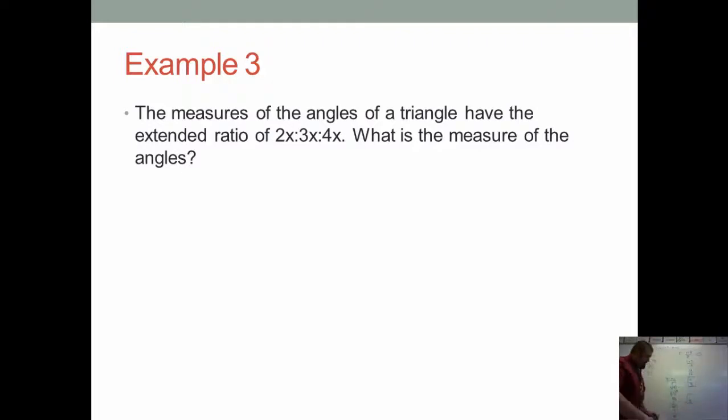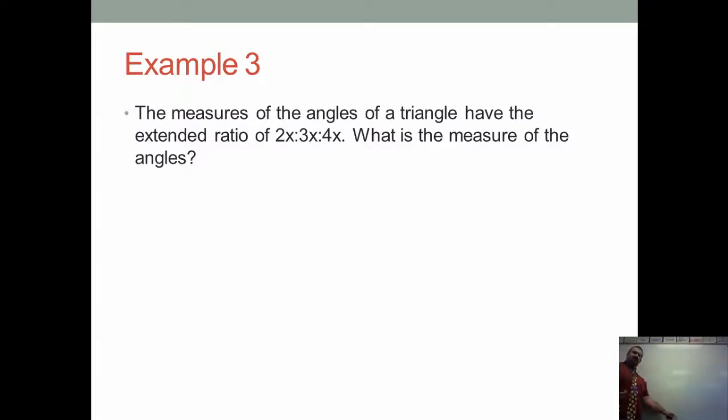Maybe I'm comparing all the sides of a quadrilateral. Maybe I'm comparing all the angles of a pentagon. These extended ratios sometimes go to more than one shape or more than one pair of numbers. So in this example, it says the measures of the angles of the triangle have the extended ratio of 2x to 3x to 4x.